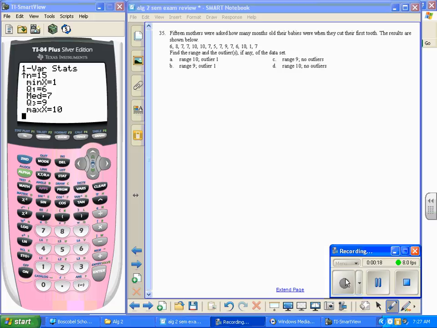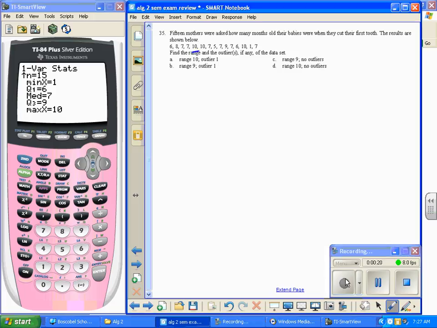So the biggest number I see up here is a 10. The smallest number I see is a 1. So 10 minus 1 is 9. This means our range is 9, which means right now I can cross off choices A and D. So now all we have to decide is whether or not B is correct and there's an outlier of 1, or C is correct and there are no outliers.